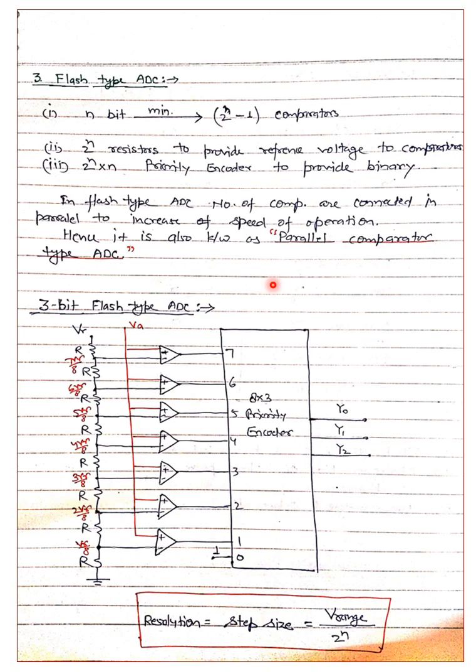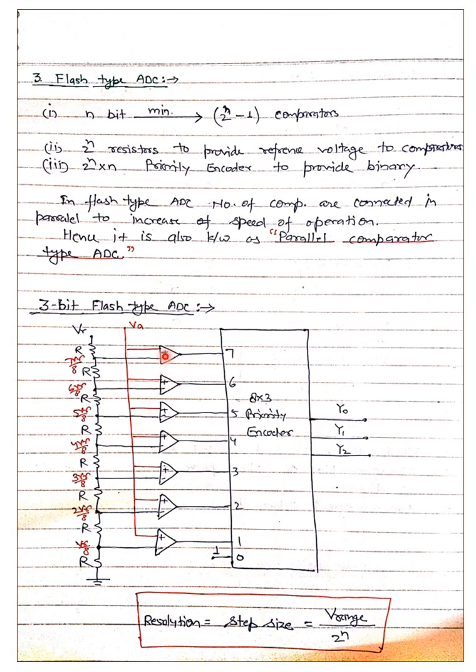So, in this figure, a 3-bit flash type analog to digital converter circuit is shown. For a 3-bit flash type ADC, you can see there are 8 resistors and 7 comparators, and according to 2 raised to power n cross n, an 8 cross 3 priority encoder is used.